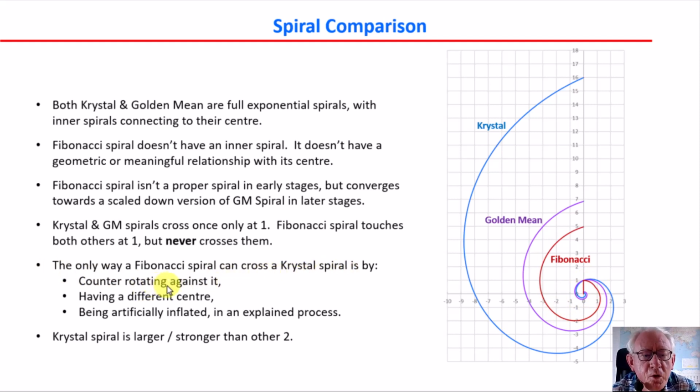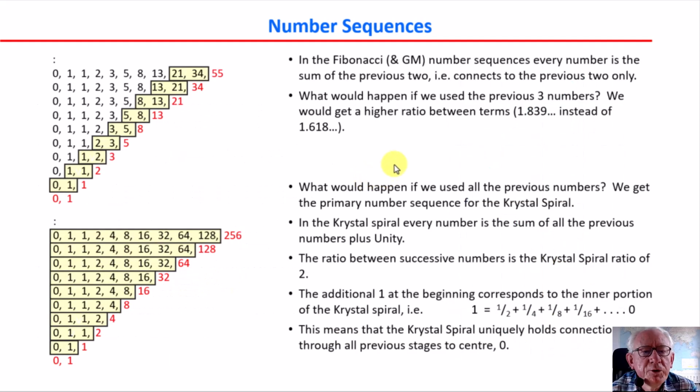The only way a Fibonacci spiral can cross a Krystal spiral or a golden mean spiral is by one or more of the following. One of the options is to counter-rotate against the spiral, to have a different center, or by being artificially inflated in an unexplained process. In other words, this is the only way that the Fibonacci spiral can cross one of the other two spirals. Now we can look at the number sequences associated with these spirals.